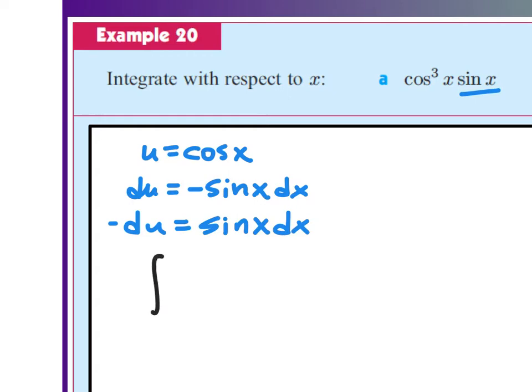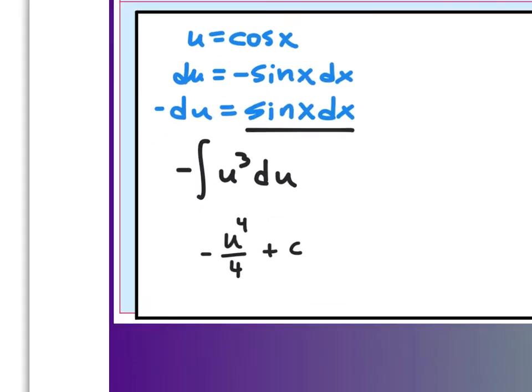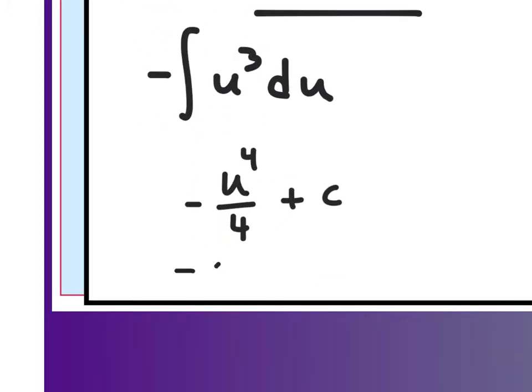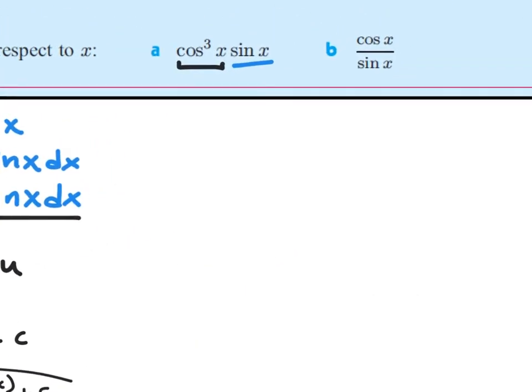Integral of cosine of x cubed, well that's u cubed, and sine of x dx gets substituted in by using negative du. What a simple integral now. So this would be u to the 4th over 4 plus c. Don't forget your negative. What is u? U was cosine. So I have negative cosine to the 4th x over 4 plus c. There you have it. Let's try another one. You can stop the video if you'd like to.